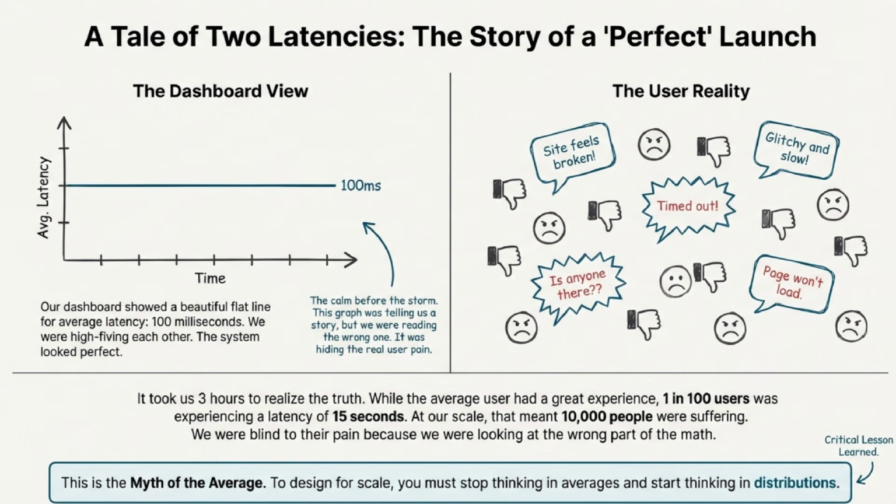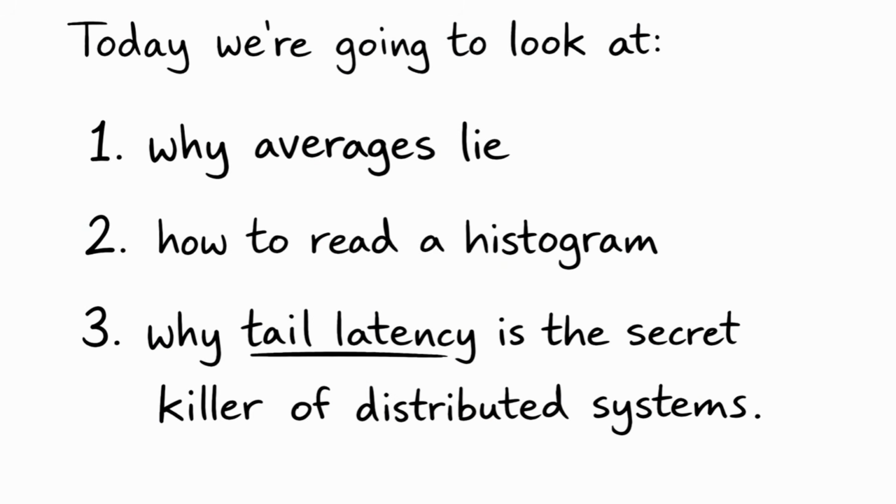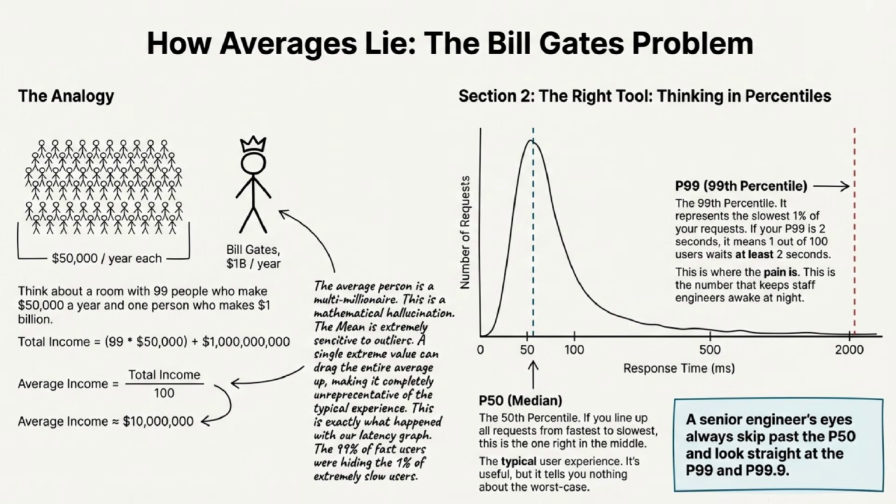If you want to be a staff engineer, you have to stop thinking in terms of average latency and start thinking in distributions. You have to become obsessed with the tail. Today, we're going to look at why averages lie, how to read a histogram, and why tail latency is the secret killer of distributed systems. Okay, so let's look at a graph. Not a line graph, but a histogram.